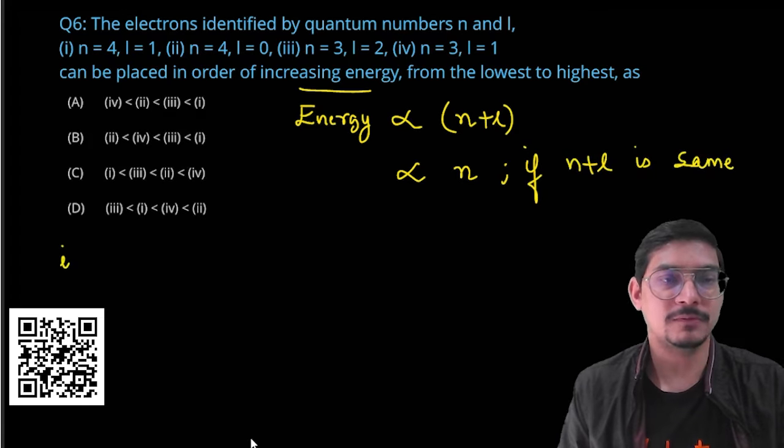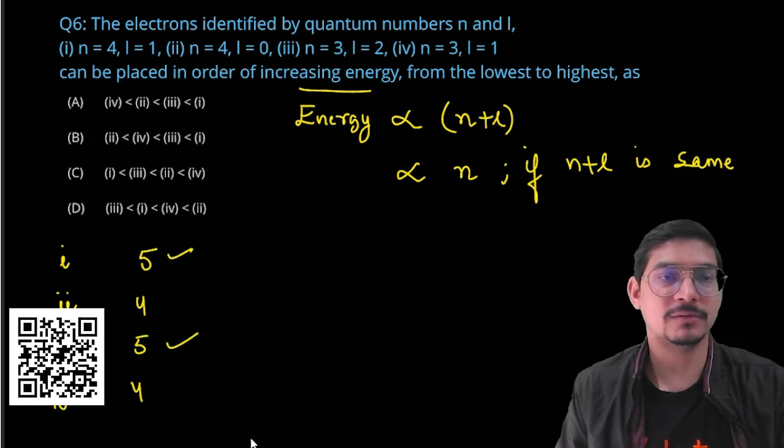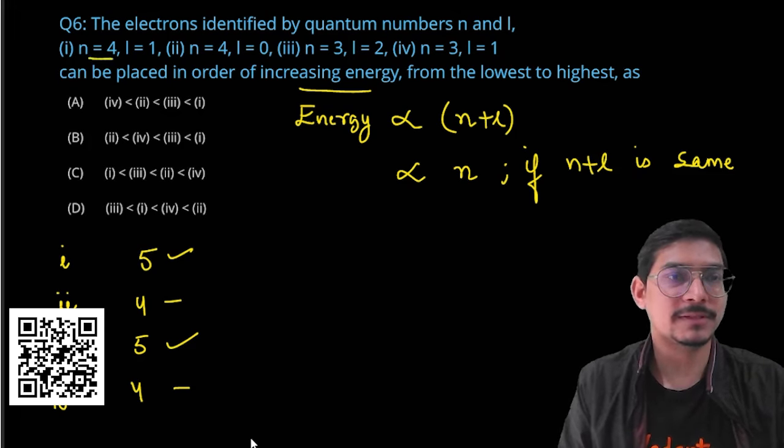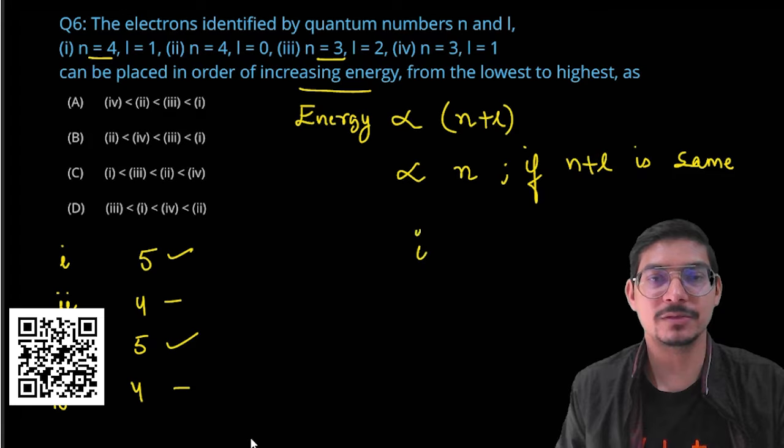In the first option, the value of n plus L is 5, which is 4 plus 1. In second case, the value of n plus L is 4 plus 0. In third case, the value of n plus L is 3 plus 2, again 5. And in the fourth case, the value of n plus L is 3 plus 1, 4. So one thing is clear, that first and third would have higher energy and second and fourth would have lower energy. Now, out of first and third, both have higher energy than second and fourth, we will have to look at the value of n. In first set, the value of n is 4, but in third set, the value of n is 3, which means that n is equal to 4 would have higher value of energy. So the highest energy would be for first and then followed by third.